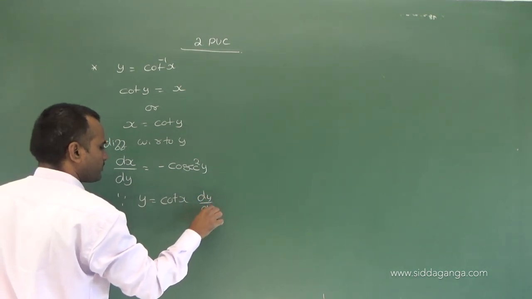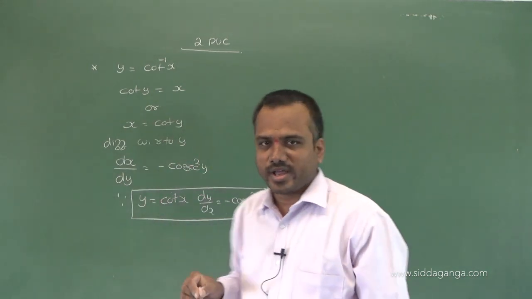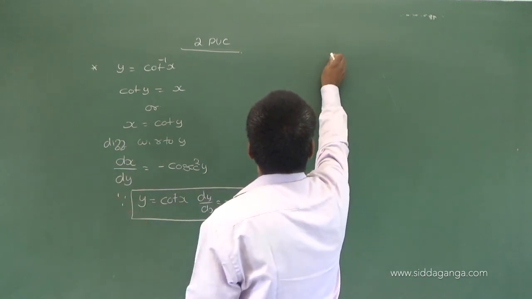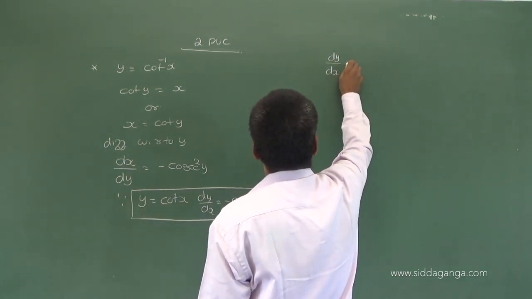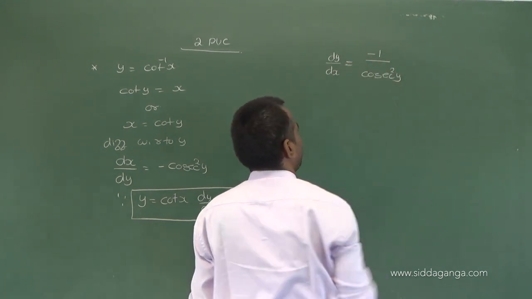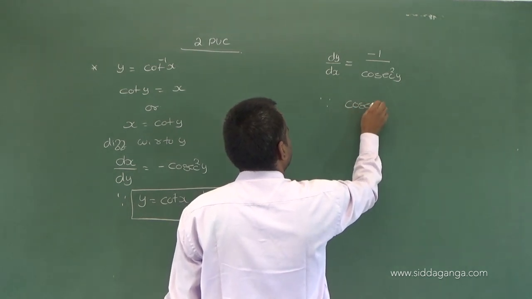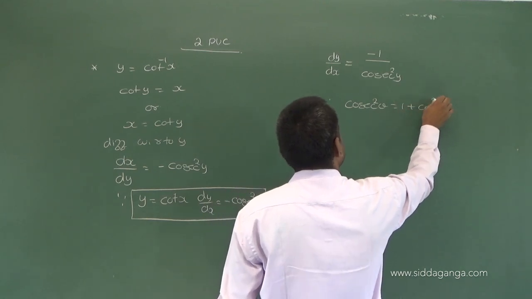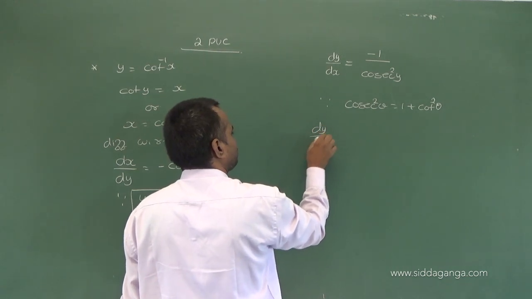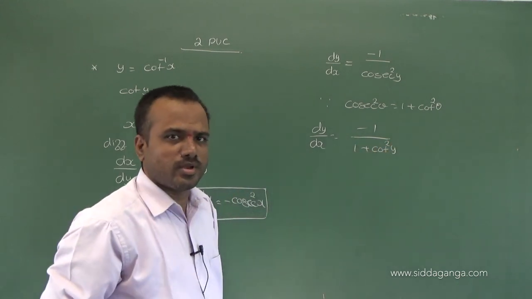dy by dx is minus cosecant square x. If y is equal to cot x, dy by dx is minus cosecant square x. Reciprocal: dy by dx is minus 1 divided by cosecant square y. Since cosecant square theta is 1 plus cot square theta, it becomes minus 1 divided by 1 plus cot square y.